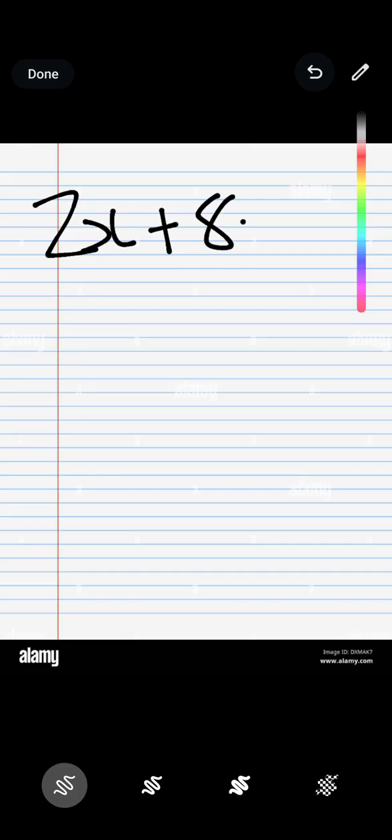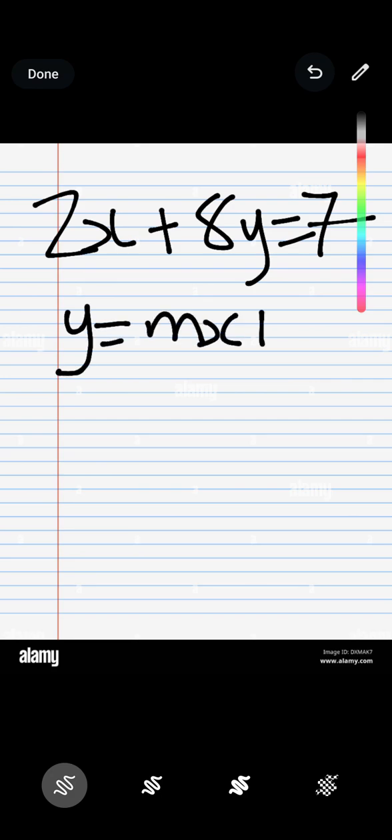Okay, let's look at this. 2x plus 8y equals 7. What is the gradient and the y-intercept? For you to find the gradient, you have to write this in the standard form, like the equation of the straight line. It should be like this.